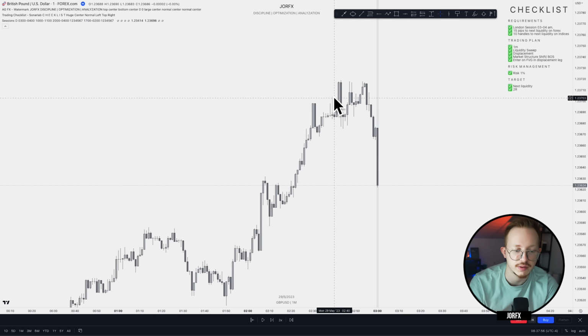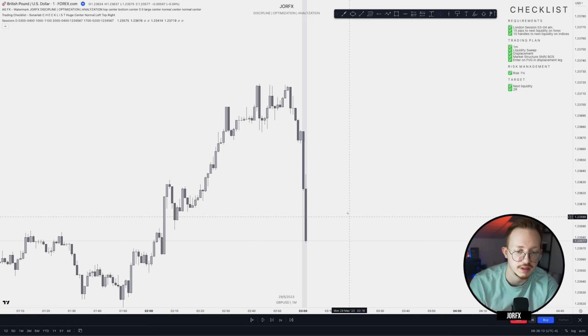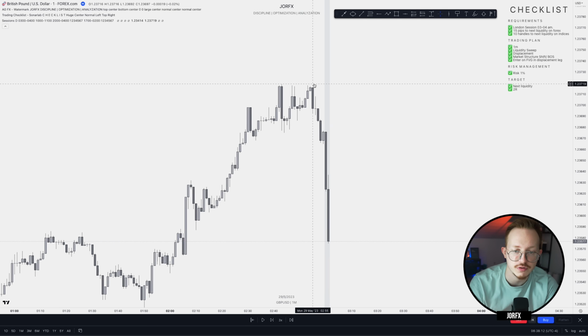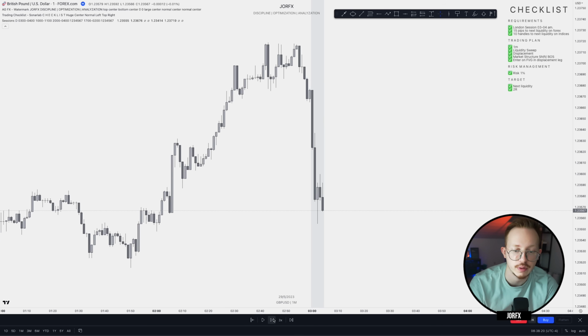There is no real liquidity gap right here. Of course, we took out these small highs here, but I don't really count that. But we do have a very strong displacement going down. Let's see what the next candle is going to do. Again, very strongly down. So this leaves us with fair value gaps. Let's wait for a pullback before we pull our fib.